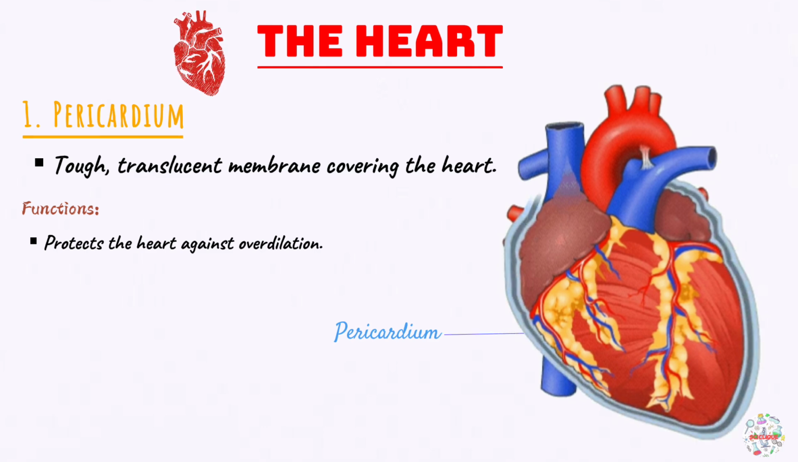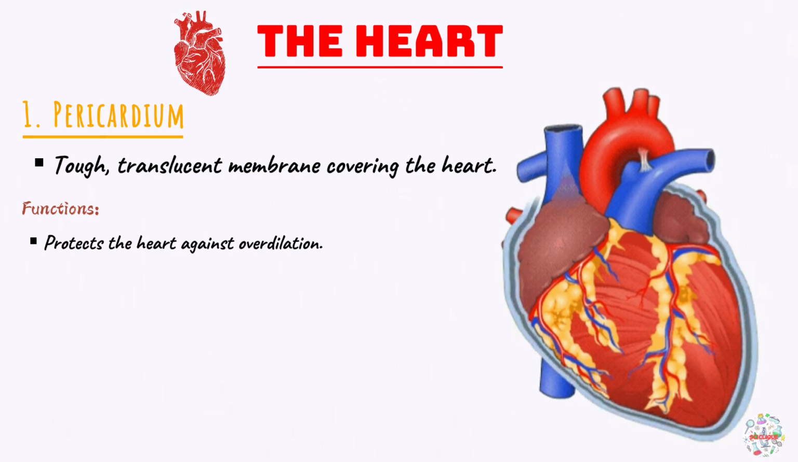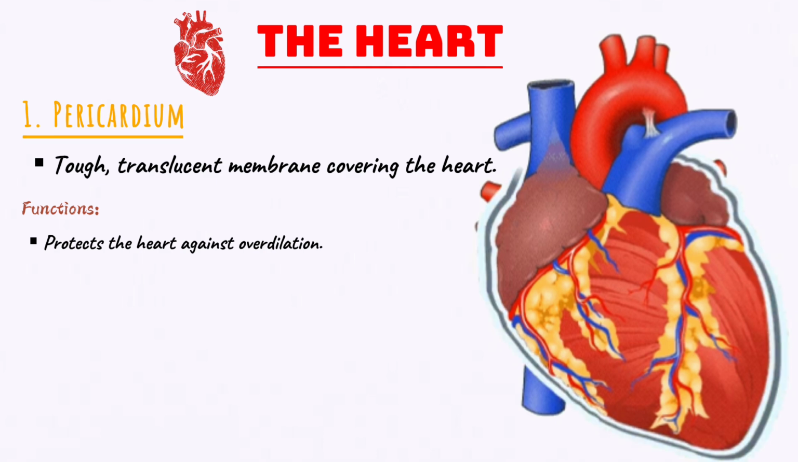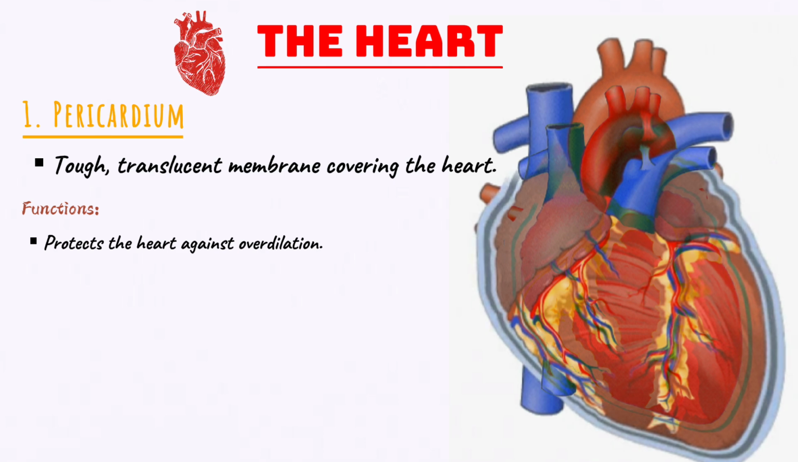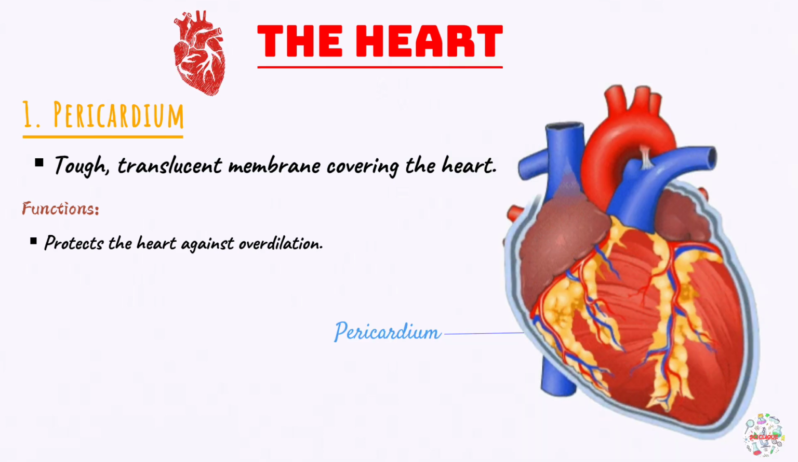So, you find that when the heart pumps blood, it undergoes rhythmic contractions and expansions. However, if the heart was to dilate excessively, expand too much, it could lead to issues such as irregular heartbeats or even damage to the heart muscles. So the pericardium helps to prevent overdilation of the heart by providing support and limiting the expansion of the heart chambers. This of course is very important because it maintains the size and shape of the heart.